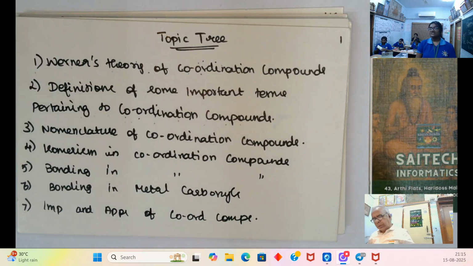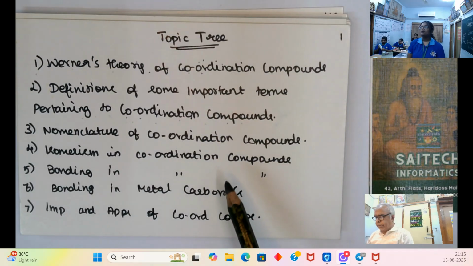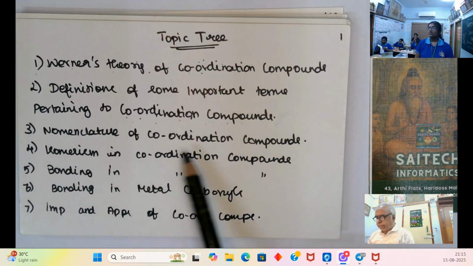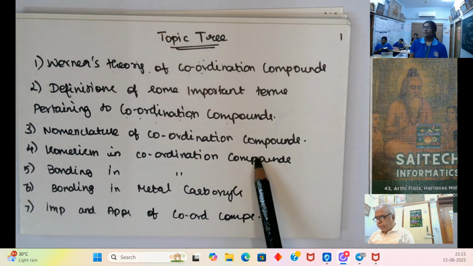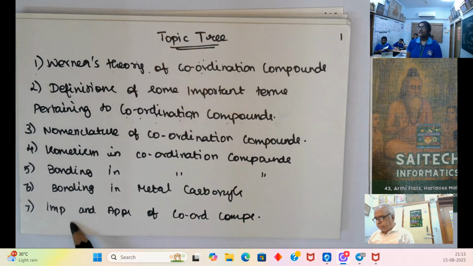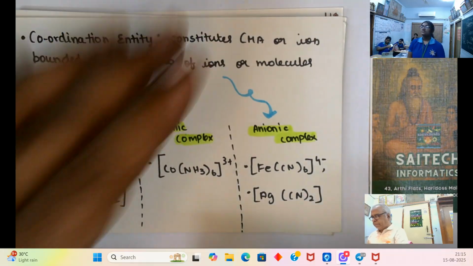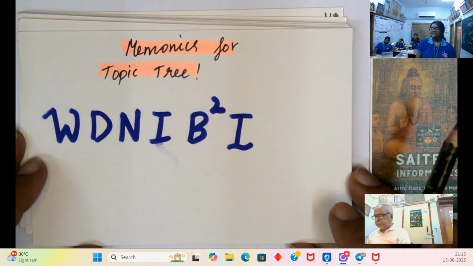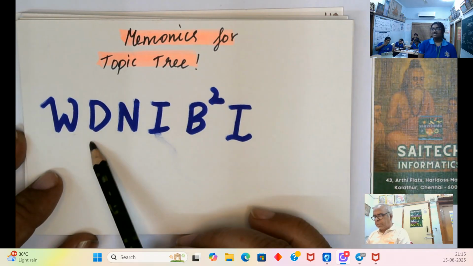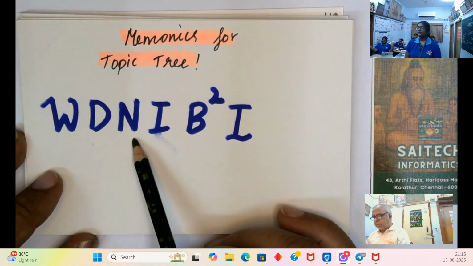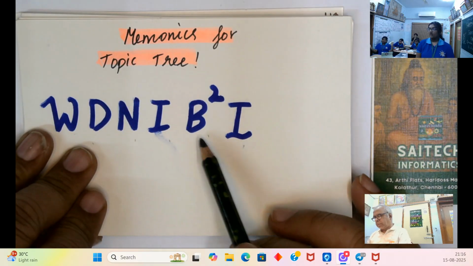So first comes topic 3: Werner's theory of coordination compounds, definition of some important terms pertaining to coordination compounds, nomenclature of the coordination compounds, isomerism in coordination compounds, bonding in coordination compounds, bonding in metal carbonyls, and important applications of coordination compounds. That is a mnemonic for topic 3. What is this W? It's Werner's theory. Then the definitions of coordination compounds, nomenclature, isomerism, bonding of coordination compounds, and bonding of metal carbonyls.